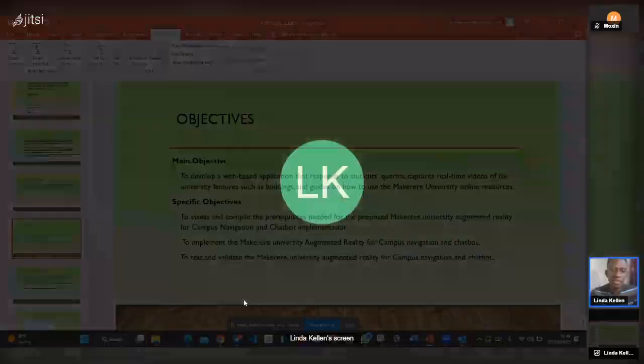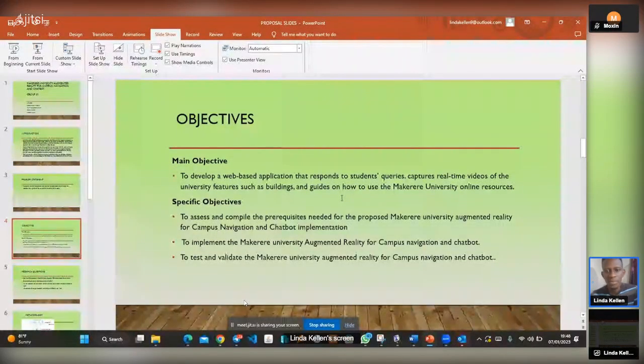The main objective is to develop a web-based application that is going to respond to all the different queries raised by the students through real-time videos of the university features such as the buildings. When they take these real-time videos, they'll be guided on how the different offices are positioned or located.